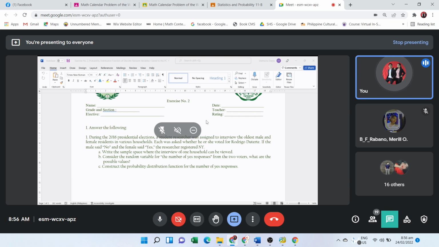Okay, so we are now in exercise number 2. This is probability distribution function for discrete random variable. All right, and I just hope everyone, including the other section, watched the video lesson.